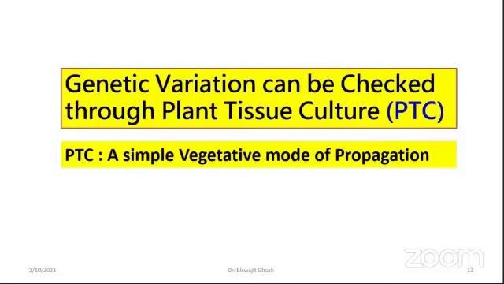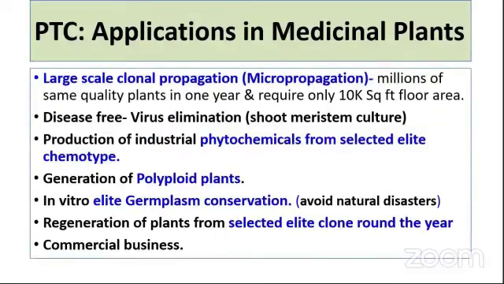number of propagules produced. In cuttings and grafting, one single mother plant can produce 2, 3, 4, or a maximum of 10 plants. But tissue culture can produce a huge number of the same quality of clonally propagated plants, more than 8 to 10 million plants per year from just a 10,000 square feet floor area. If you arrange 1,500 square feet of floor area and 6 storage buildings, you can produce at least 10 million plants per year. So a huge amount of same-quality plants you can get through the tissue culture procedure.